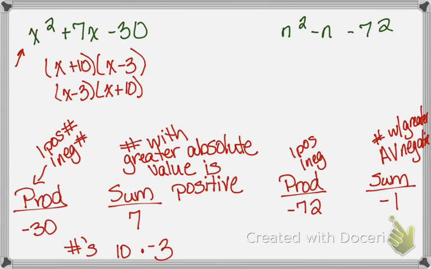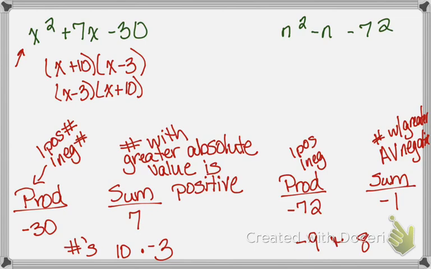What are my numbers? Good. Negative 9 and positive 8. Good. Okay, so what happens here is I've got a product that's negative 72. I have a sum that's negative 1. I got the product from my C value. I got the sum from my B value. Okay, so I'm looking for two numbers multiplied together that give me negative 72, added together give me negative 1. That's one positive and one negative. My greater absolute value has got to be negative.